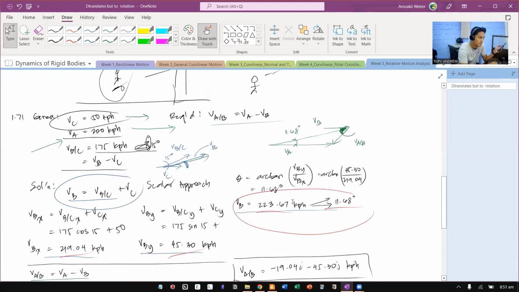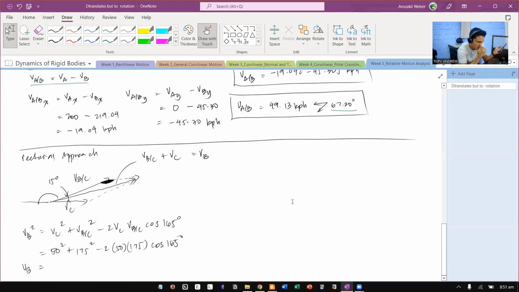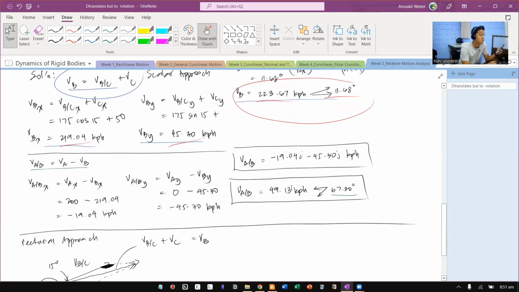BC is 50, VB is 175. Wait, let's do them again. 50 squared plus 175 squared minus 2 times 50 times 175 times cosine 165. We get 223 in all the calculations, 223.67. So if we check below, there was a difference.